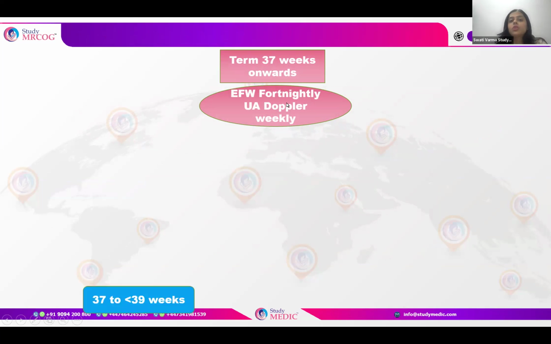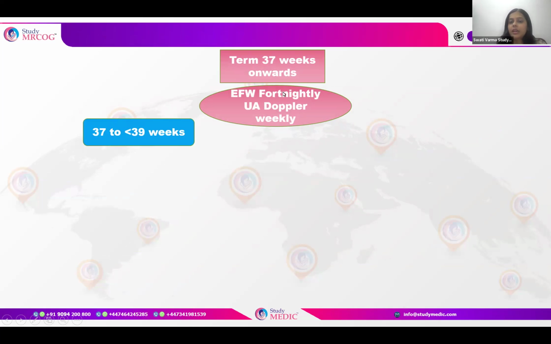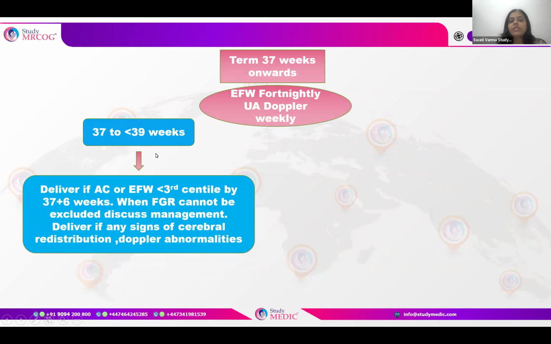So now what will you do 37 weeks onwards? Here again, the monitoring will be same, but between 37 to less than 39, deliver if AC or AFW less than third centile by 37 plus 6, just like we talked in the previous slide. Since here they are clear-cut FGR, they should be delivered by 37 plus 6. When FGR cannot be excluded, means controversial things are there, you have to discuss the management. And now at this gestational age, you have to use MCA. MCA, that is middle cerebral artery Doppler. And cerebroplacental redistribution, if any signs are there, counsel her to get delivered.